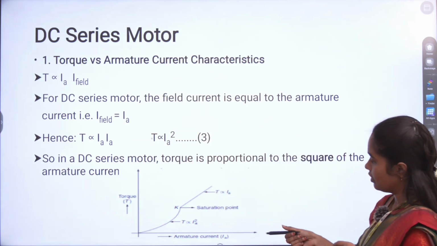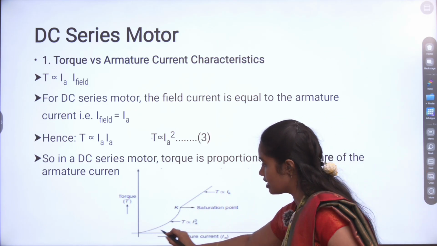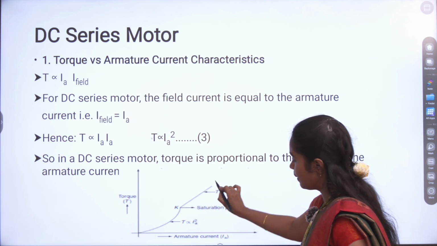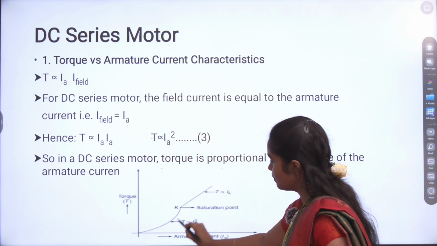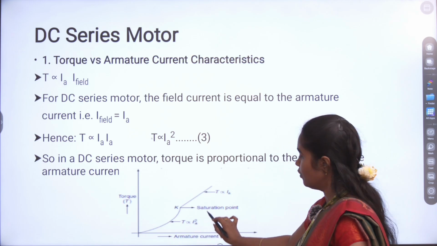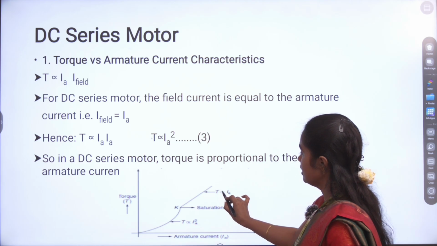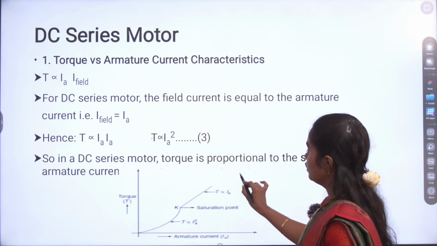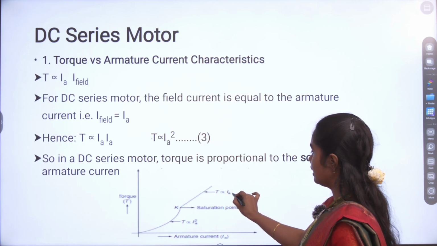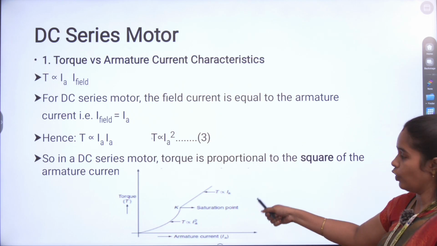In this characteristic curve, we have to separate it into two types. First one is the before saturation period and another one is the after saturation period. So in this period, the generated torque is directly proportional to the square of armature current, and after saturation period, the generated torque is directly proportional only to the armature current, not the square of armature current.